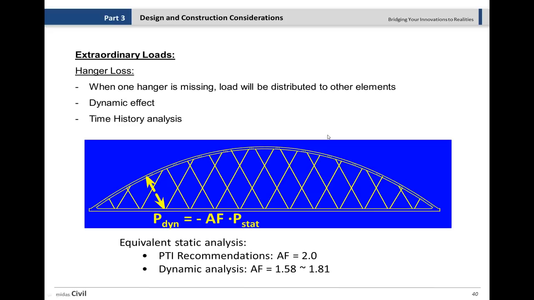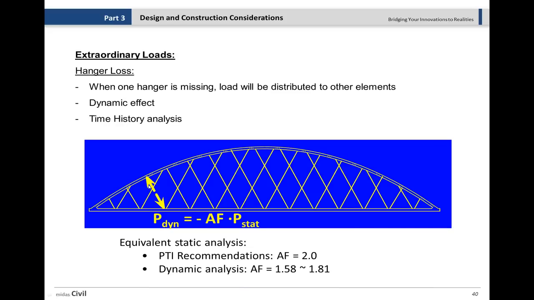And then finally, one of the extraordinary loads to be checked is a hanger loss. If you remember, Dr. Wallman talked about the hanger loss, and he showed you this diagram in a way that when we are losing one hanger, definitely, which will be a static load, the load will be distributed and handled by the adjacent elements. But that's not the only effect.